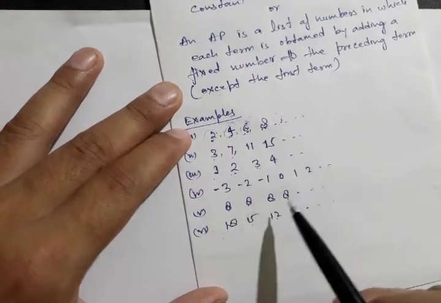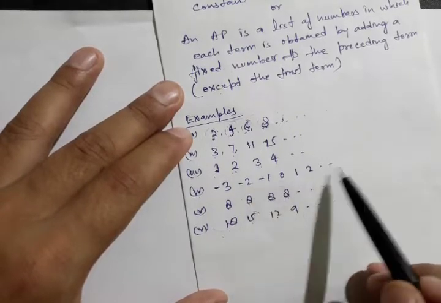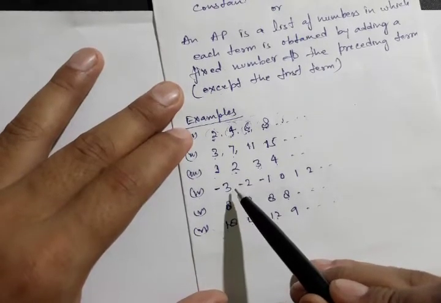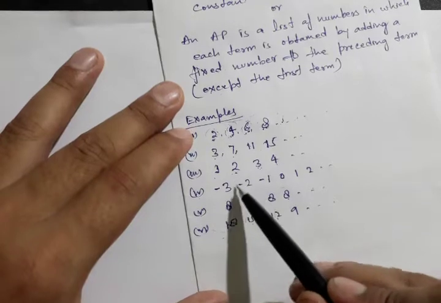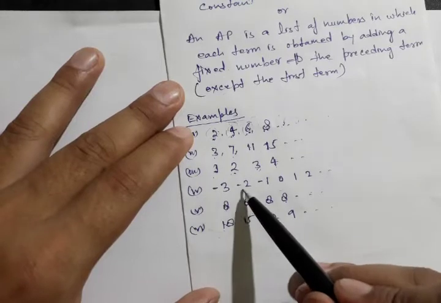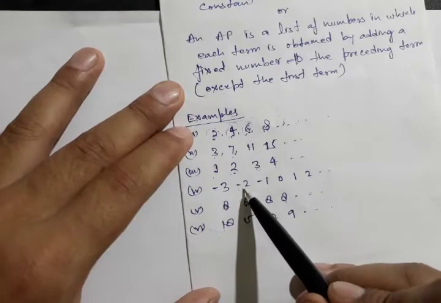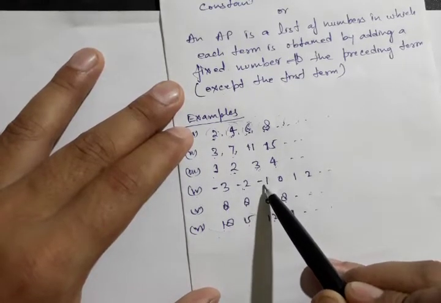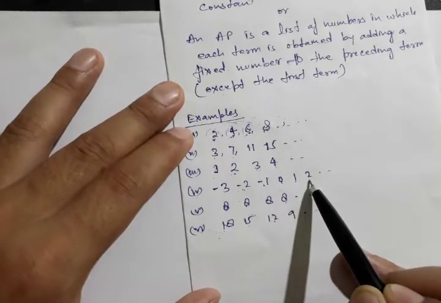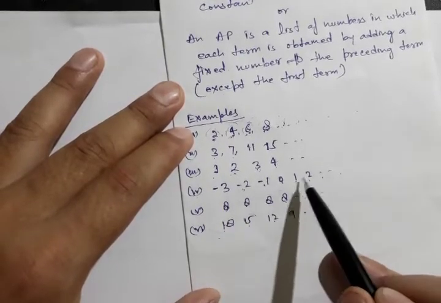Here in this sequence, our first term is -3, the second term is -2, then -1, 0, like this. How can we find -2? Which number do we have to add to -3 so that we have -2? Children, tell me. We will add +1. So -3 plus 1 is -2, -2 plus 1 is -1, -1 plus 1 is 0, 0 plus 1 is 1, 1 plus 1 is 2, then again 3, 4, 5, like this. So the fixed number here is 1.